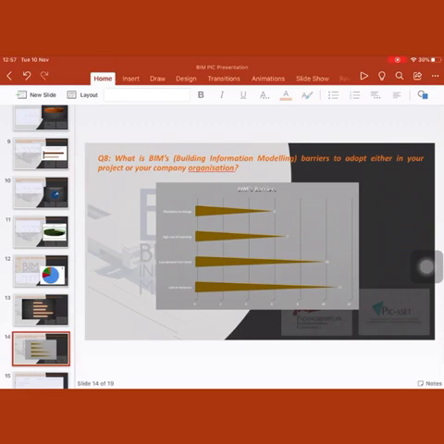Question number 8. What is BIM's barrier to adoption in either your project or your company organization? The question is about the barriers that contractors face in using BIM in their projects. Hereby, 11 respondents answered lack of research, 10 respondents answered low demand from clients, 7 respondents answered high cost of investment, and 6 respondents answered resistance to change.